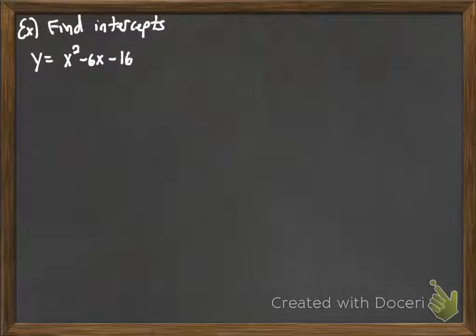Here we're given the equation y equals x squared minus 6x minus 16. We want to find our intercepts. So let's say we begin by finding our x-intercept. You can find either one first, it doesn't matter. So we plug in 0 for y, and that gives us an equation to solve. Well, this should be an equation that you're pretty well equipped now to solve.